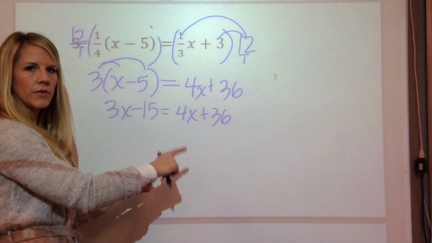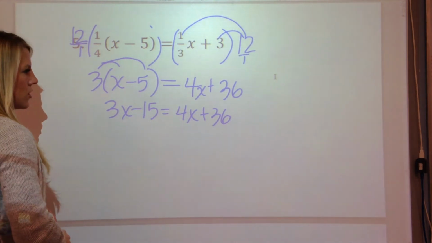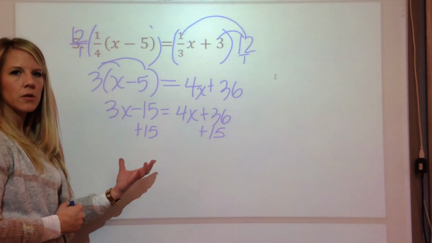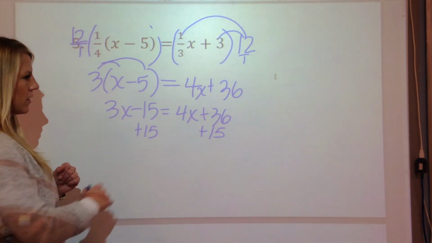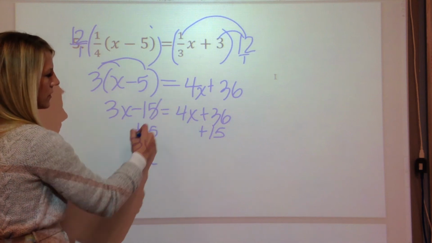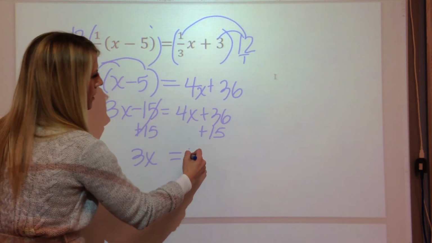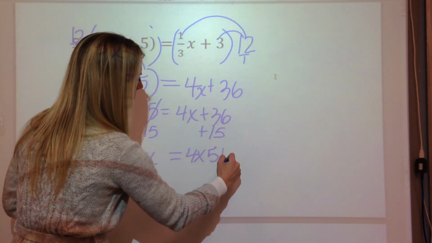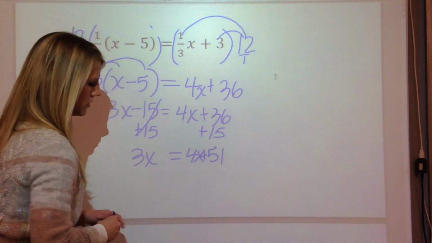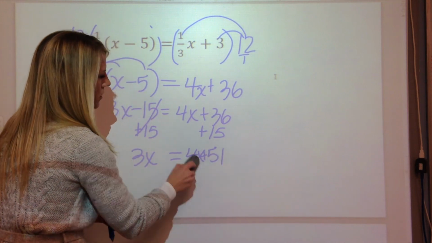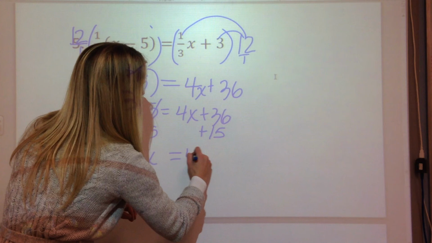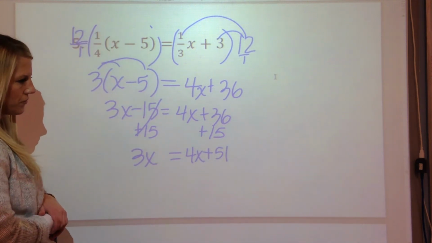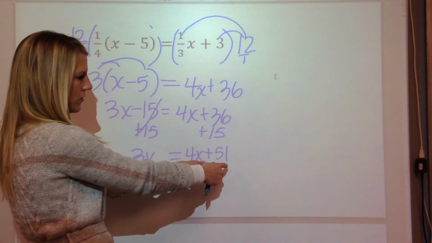All right, what's the goal? Variable to one side, constants to the other. So I'm going to add 15 to both sides. Again, you can start with moving the variables. You can start with moving the constants. It does not matter. But I have 3x, negative 15 plus 15 is 0. And then I've got 4x, 36 plus 15 is 51. So 4x plus 51.